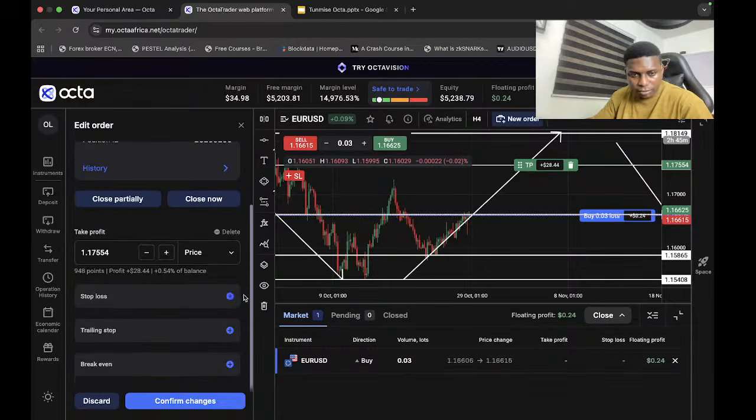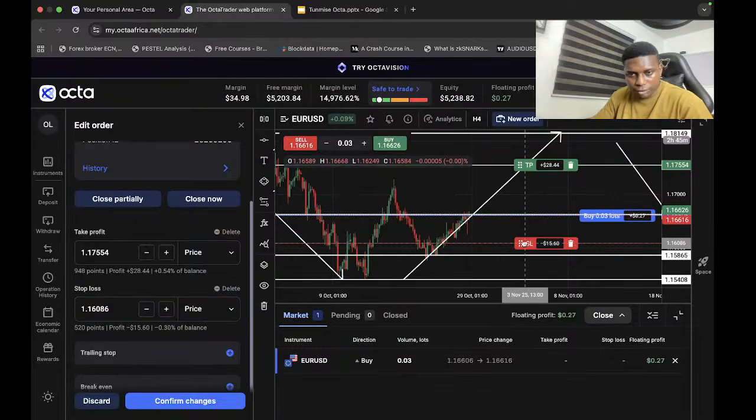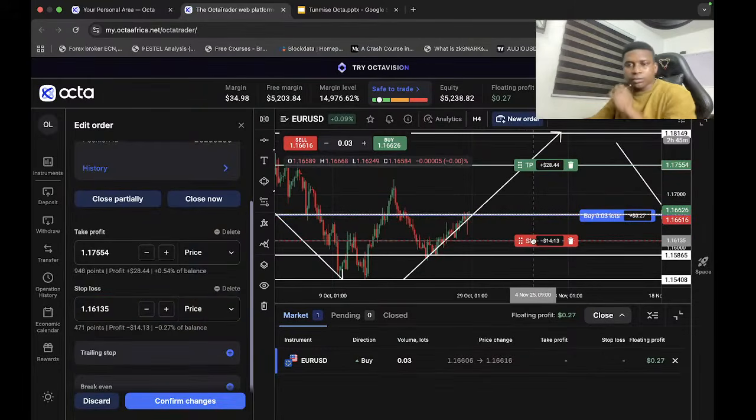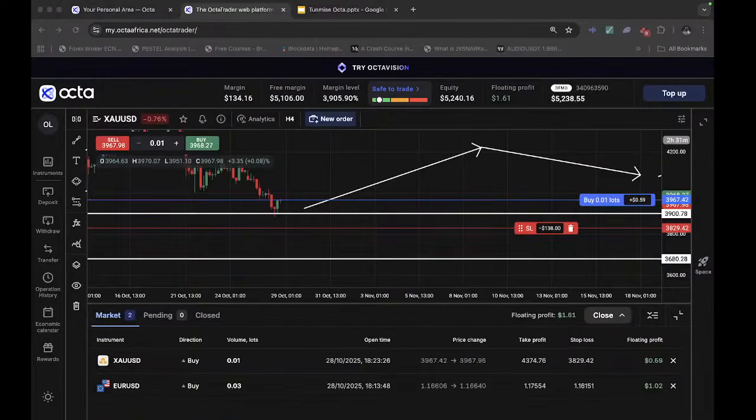And my stop loss, I'm going to put it here. Okay, good. So you can see that the stop loss is almost 1% and take profit is twice the stop loss. Okay, take profit is twice the stop.